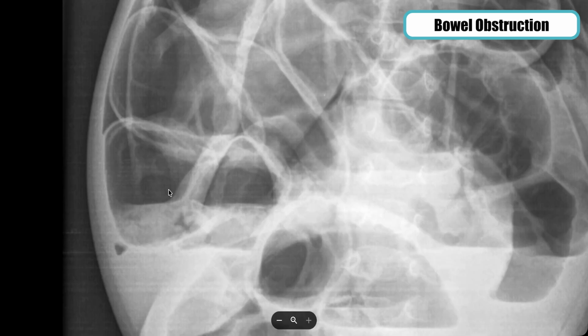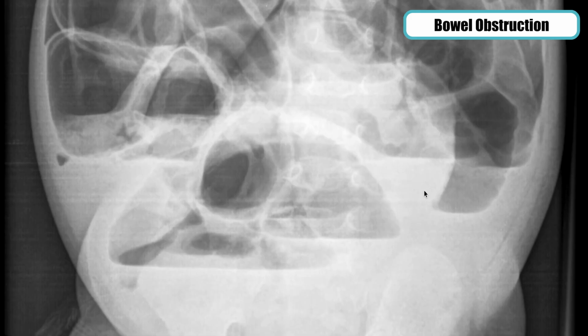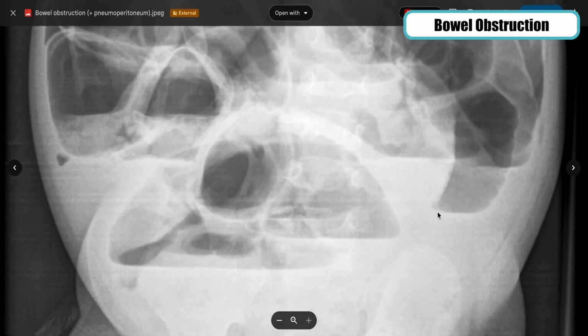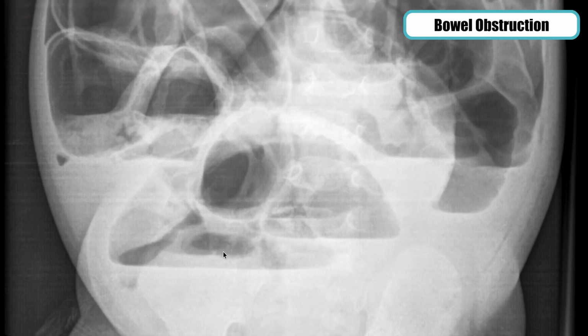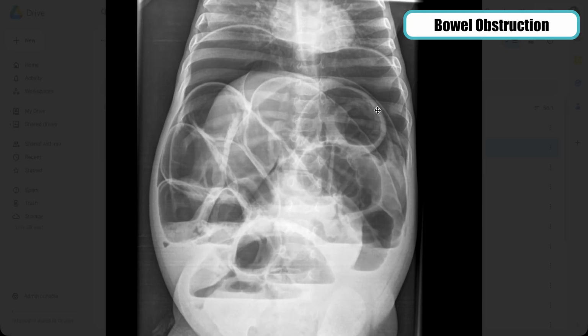Remember, air shows up dark on X-ray, and then fluid is bright white. Somebody who has air fluid levels, you'll see probably multiple of these. So here's one right here, just sharp demarcation, fluid down here, air up here. Here's another one, air up here, fluid below that. Here's the other one that we talked about initially, air, fluid. If you see multiple of those on an abdominal x-ray, you're looking at a bowel obstruction. And this one has a bonus for you.